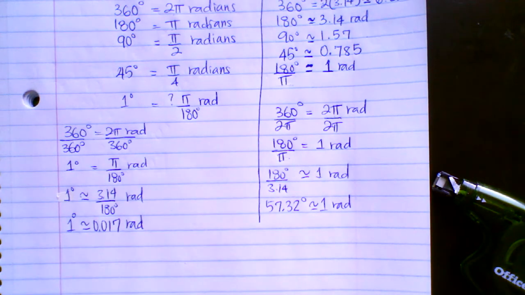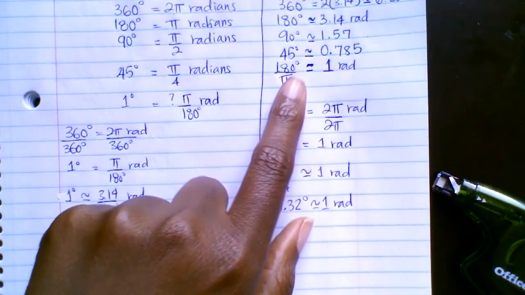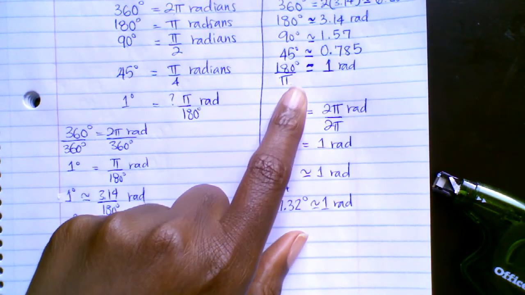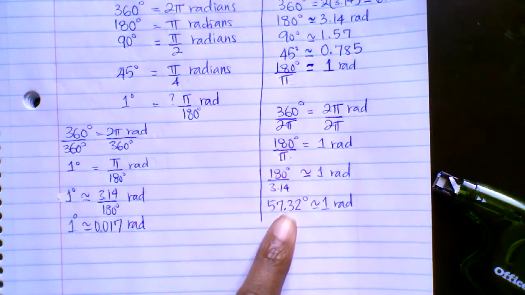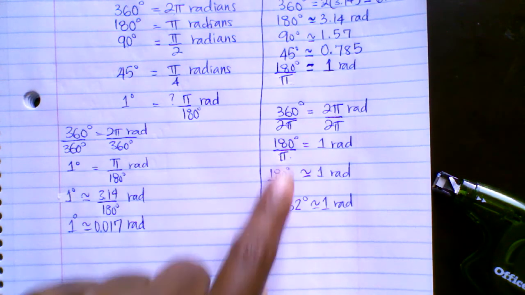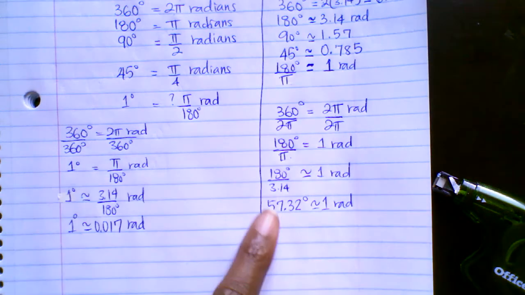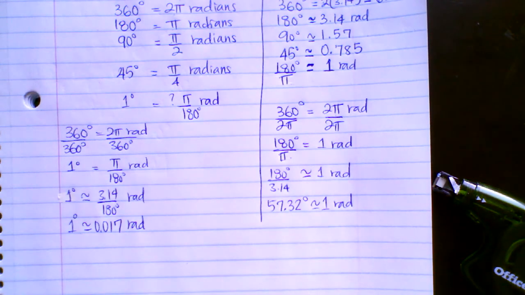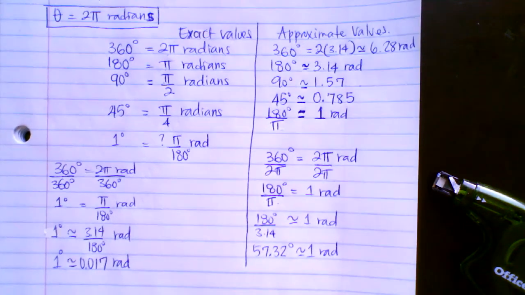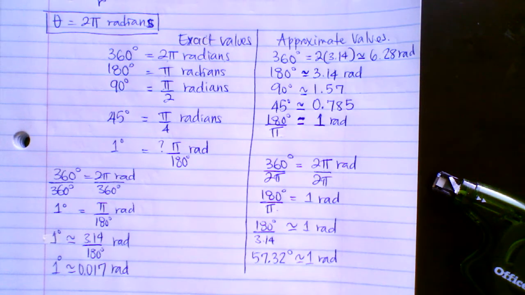Next, for 1 radian, its exact value is 180 degrees over pi, and if I want to find the approximate number, it is 57.32 degrees. Okay, I think this is it. So I'm going to stop here for this video.